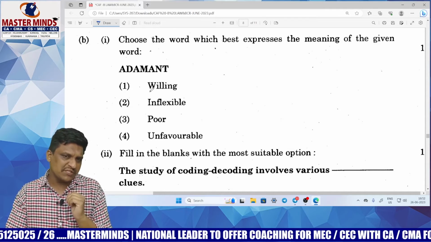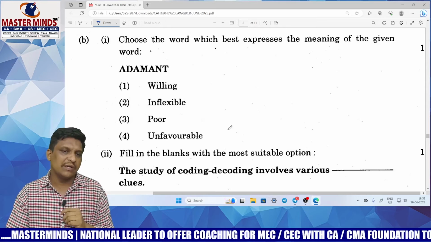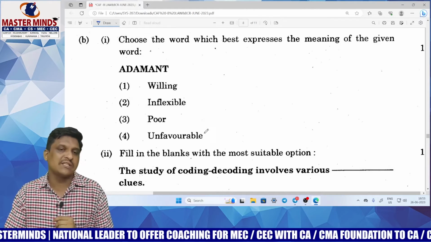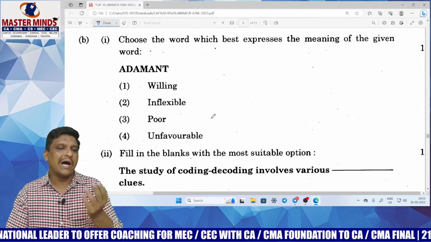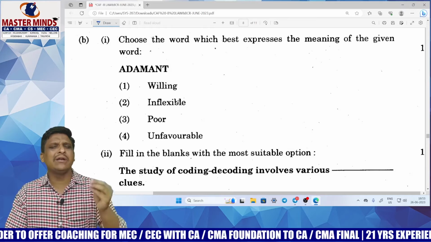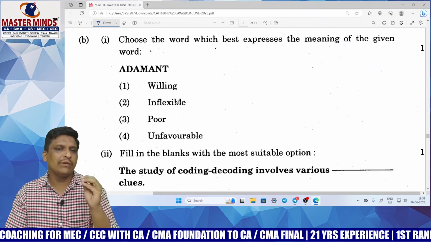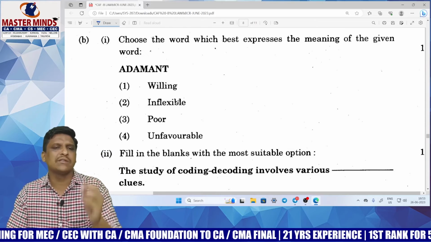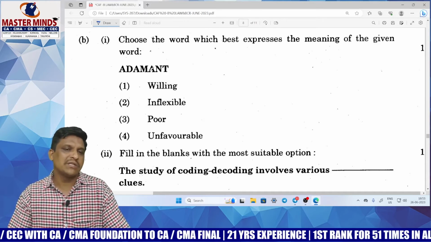Willing is a positive word. Poor is nowhere related to adamant. Unfavorable is nowhere related to adamant here. So someone who is very inflexible, very rigid, someone who is very unchangeable, is to be called an adamant person. So, inflexible. We are very lucky to get a question like this in the vocabulary part. No one will usually get such an easy question as we have got with adamant in today's paper. We are so lucky to get a question like adamant here.